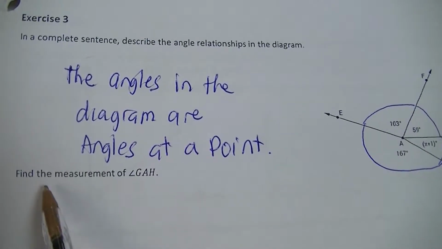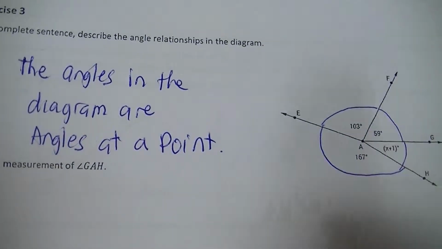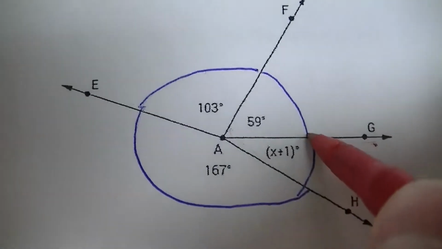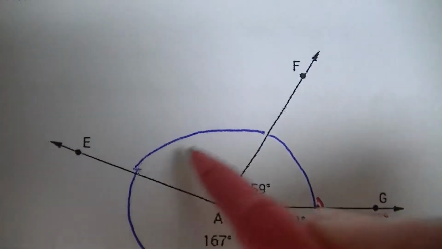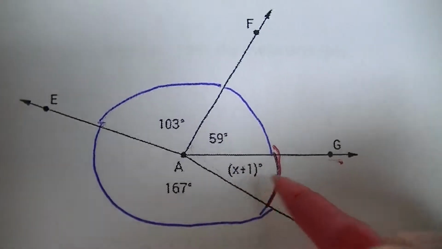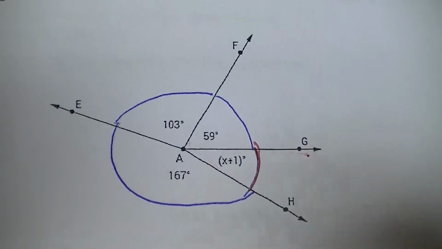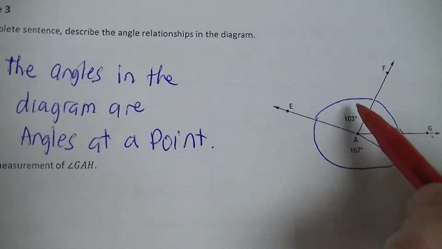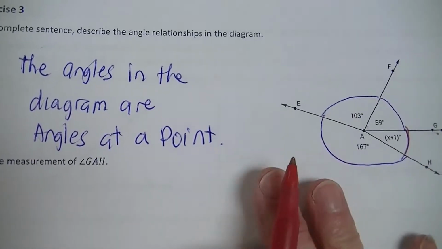And that's what is going to help you find the measurement of angle GAH. So let's go ahead and trace with your finger angle GAH. GAH. So this angle right here. And you'll notice there's not a number. It's not like, oh, 59 degrees here, or 103 degrees, or 167 degrees. It says x plus 1 degrees. So that kind of gives you a hint that you have to do some more work to figure out the measurement of angle GAH. Well, using what you know that all these angles right here will have a sum of 360 degrees, let's go ahead and set up an equation for that.